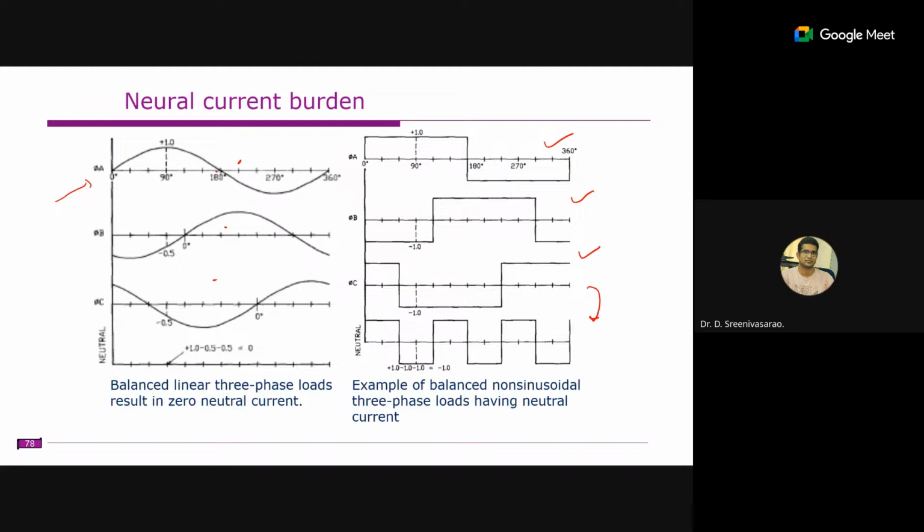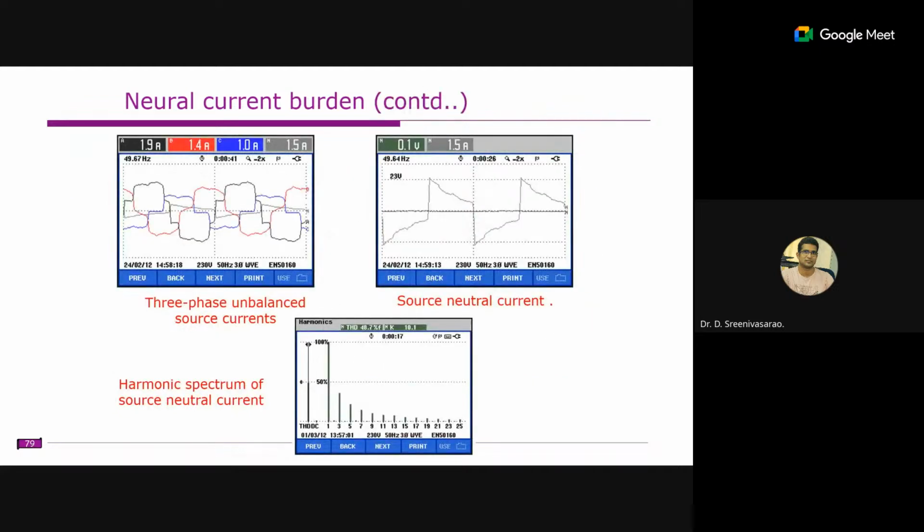If there is a small deviation in the magnitudes or phase angle, or if it is not sinusoidal, that also leads to neutral current. So this is an example. Here is the unbalance, and this is the amount of neutral current. And you can see that the neutral current consists of all kinds of harmonics, like third order, fifth order, seventh order, all kinds of harmonics are present.